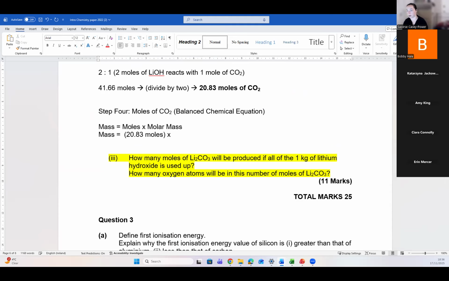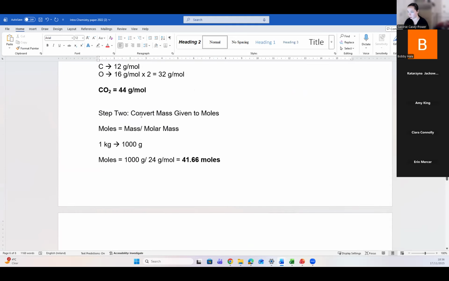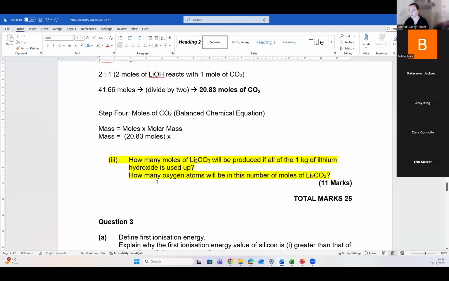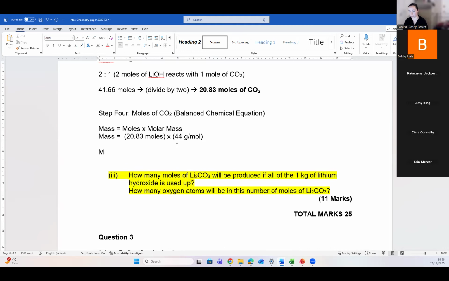And we worked out the molar mass of carbon dioxide at the very start, so that is our 44 grams per mole. All we need to do is multiply that out and we should have our answer. 916.52. Yeah, perfect. And that is our final answer for that one.